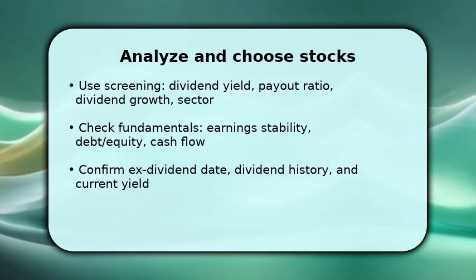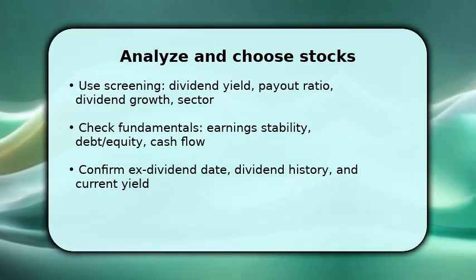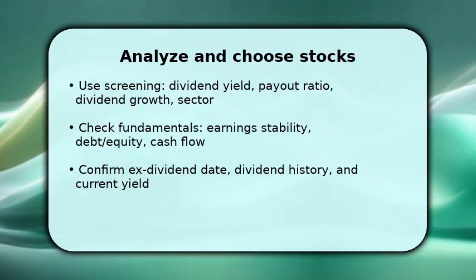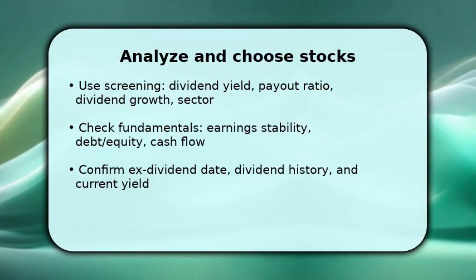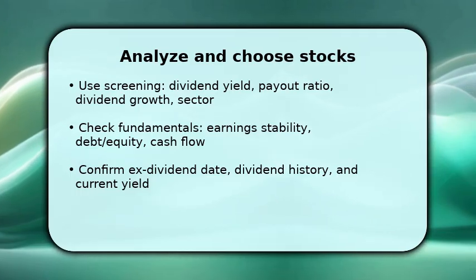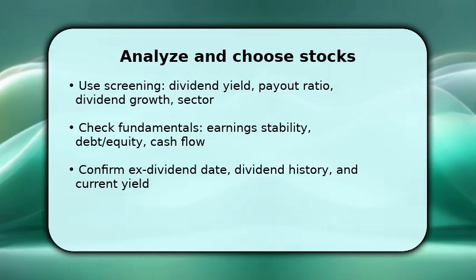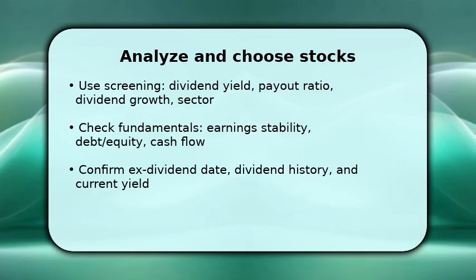Once you shortlist, verify ex-dividend dates and recent dividend actions. Companies can change payouts. Make sure valuation isn't extreme. Buying a high yield with weak earnings is risky, so prefer steady payers with clear track records.